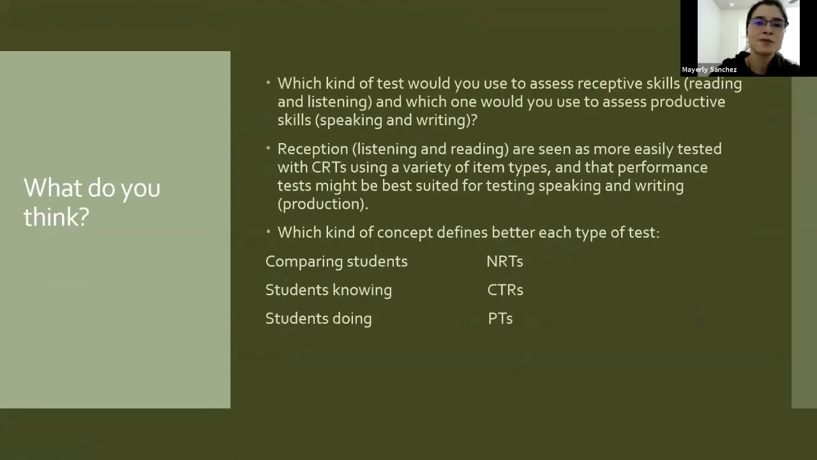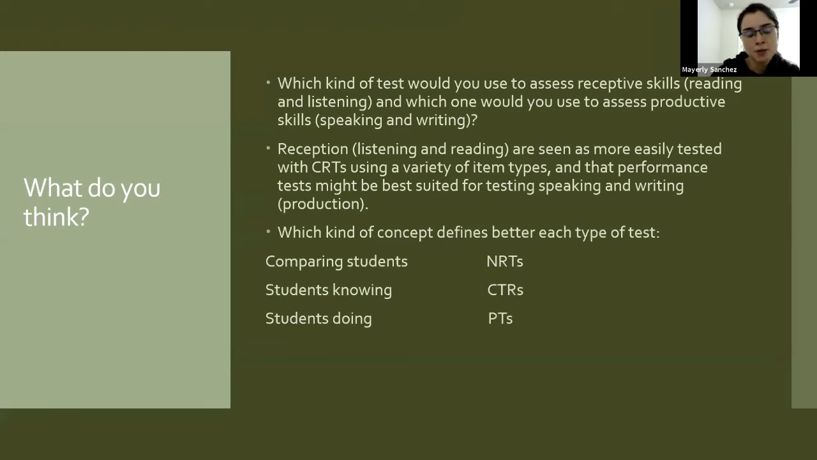So I have two questions. Well, they were supposed to be a surprise first question and then answer, but it's okay. We're going to have them like this. So what do you think? Which kind of test would you use to assess receptive skills, that is reading and listening, the ones that students get input from? And which test would you use to assess productive speaking and writing?